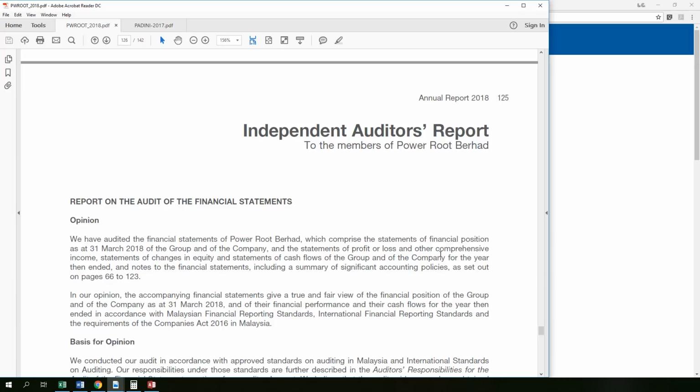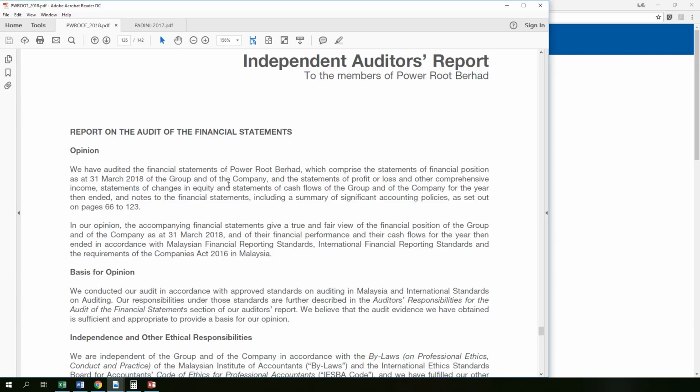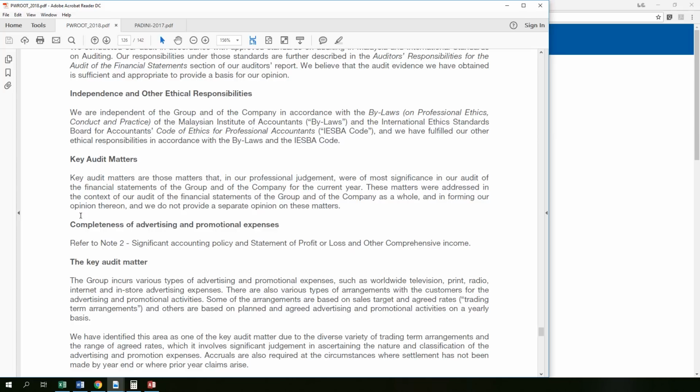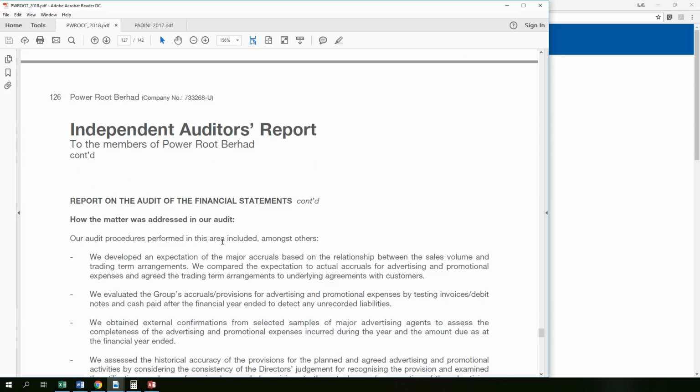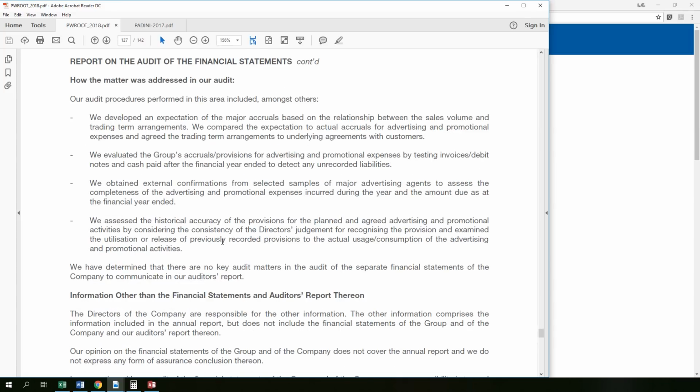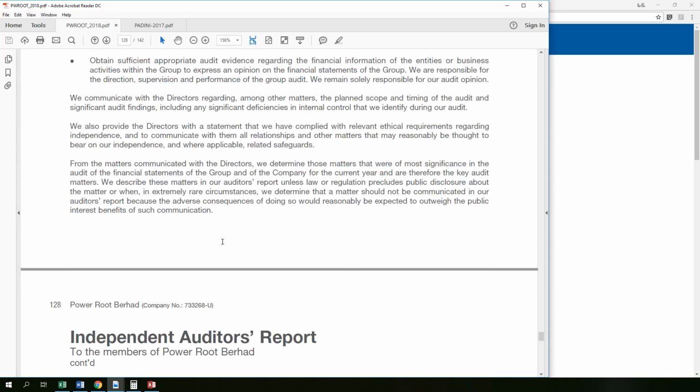Independent auditors' report. Alright, let's see what is their opinion. So this financial statement gives a true and fair view of the financial position of the group. So this is a clean opinion. What are the other things? Completeness of advertising and promotional expenses. Okay, no big deal. Let's move on.